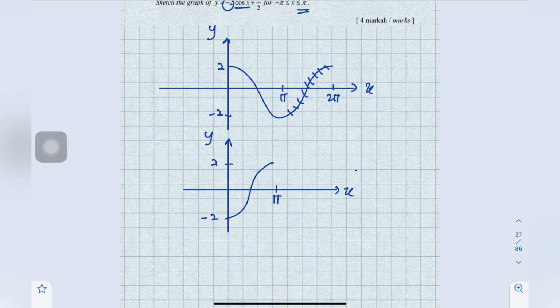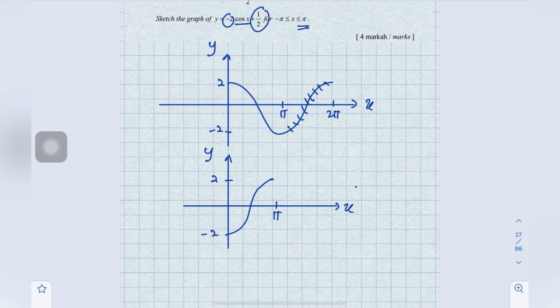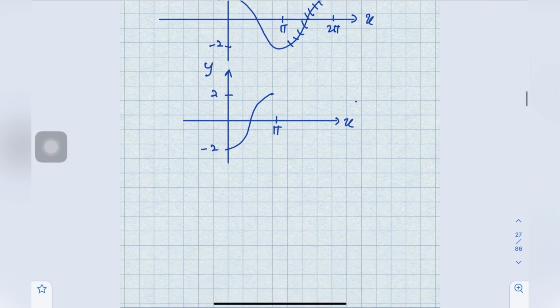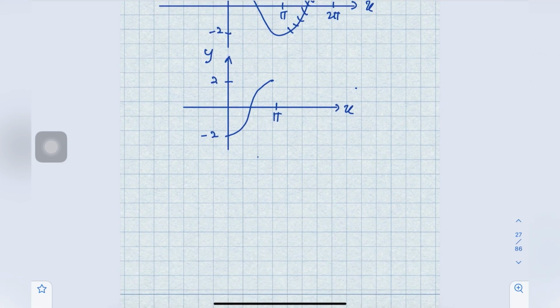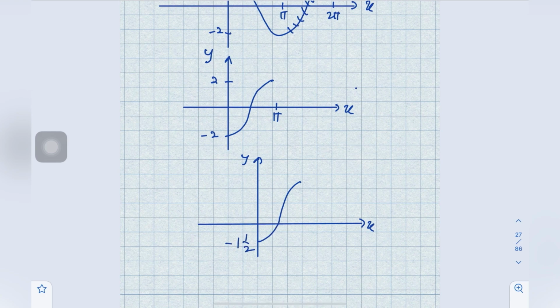But then we have to add 1 over 2, so we have to move up half a unit. So we raise it up. This one is negative 1 over 2, and the maximum is 2 and 1 over 2.